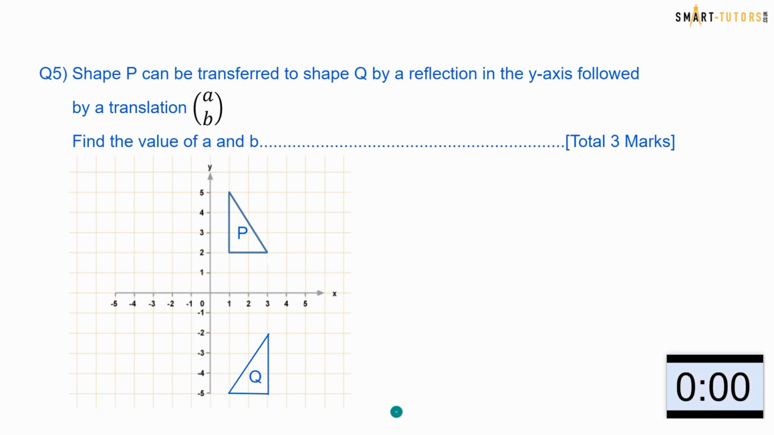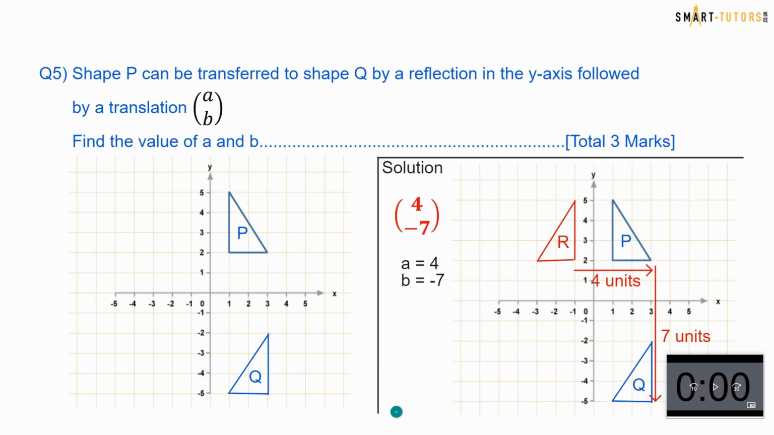That is the end of the time allocation for question number 5. Let's look at the answer for this one. The answer is a equals 4 and b equals -7. Let's look at the working.